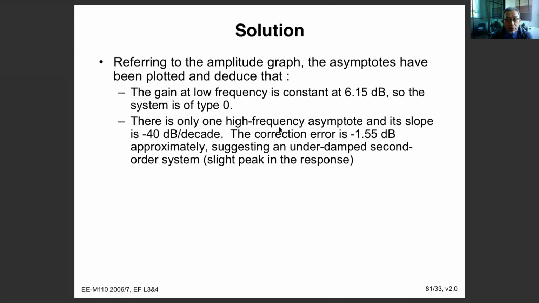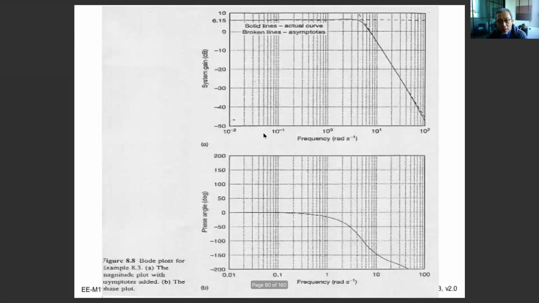So this frequency response has minus 40 decibel per decade, meaning that the system is a second order system. If minus 20 decibel, it is a first order system. If the slope is minus 40 decibel, it is a second order system. The slope that I mean is this slope, minus 40 dB per decade.